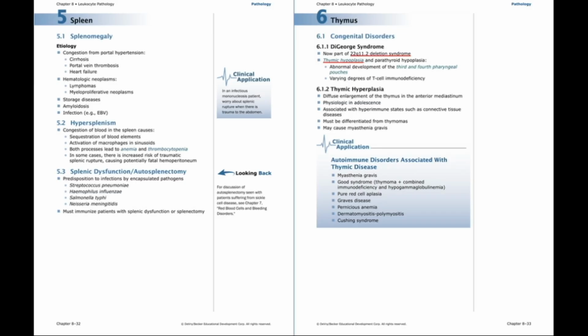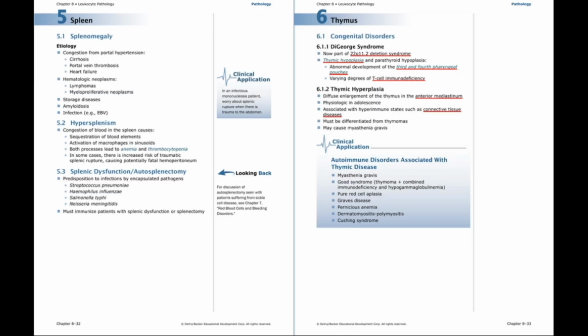Remember that it is due to abnormal development of the third and fourth pharyngeal pouches and is associated with varying degrees of T-cell immunodeficiency. In adults, thymic hyperplasia is an important disease which results from diffuse enlargement of the thymus in the anterior mediastinum. Large thymuses are physiologic in adolescence, but pathologically can be associated with hyperimmune states such as the connective tissue diseases. Remember that large thymuses must be differentiated from neoplasms of the thymus, the thymomas.